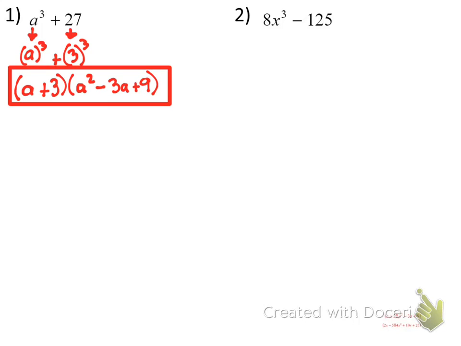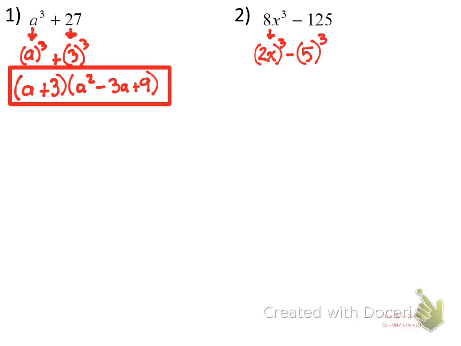Number 2, watch again. Number 2, we have 8x cubed minus 125. With your math eyes, you could tell that the cubic root of 8 is 2. So this is like saying 2x cubed minus 125. We know 125 is like saying 5 cubed. Right, 5 times 5 times 5. So our a is 2x, our b is 5.